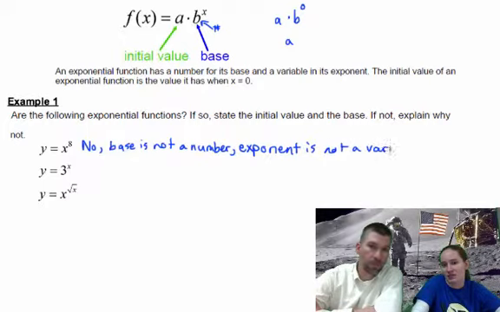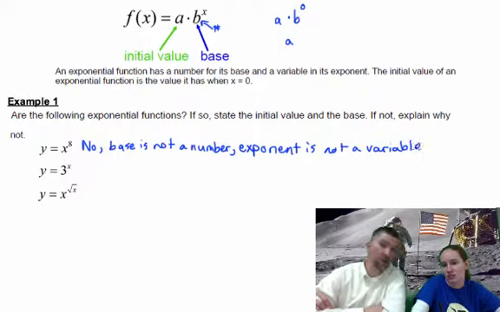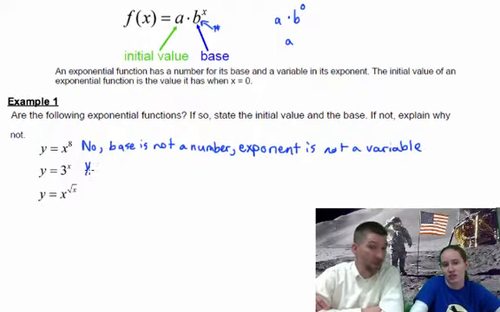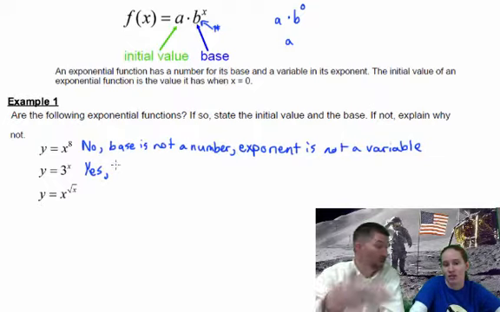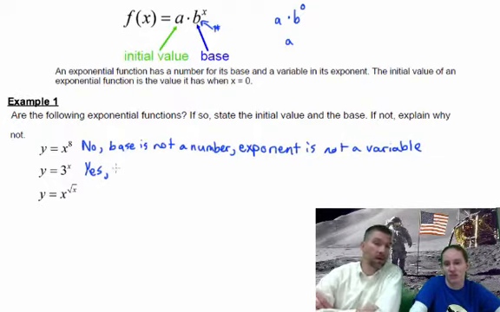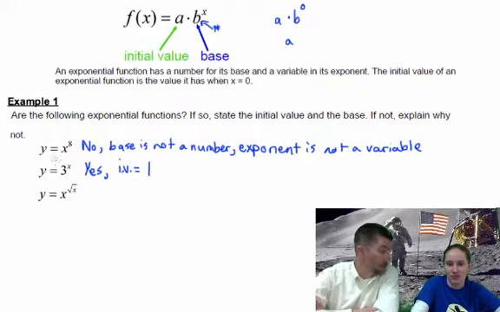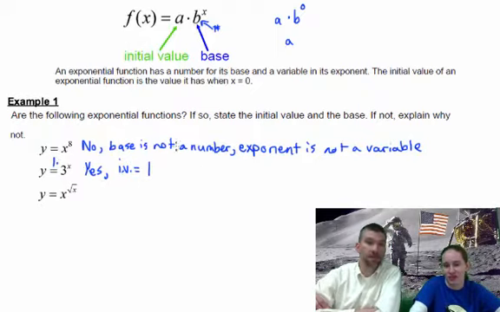All right, what about the next one? Next one would be an exponential equation because you have a base that is a number and an exponent that is a variable, and by definition, that is an exponential function. So what are the initial value and base? The initial value would be 1. There's 1 times 3 to the x. And then my base would be 3.